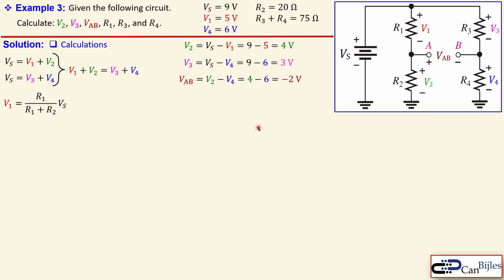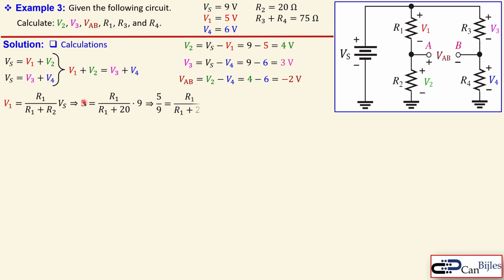Fine, now we can calculate the other parameters using again the voltage divider rule for each branch. I will now use this branch, where V1 is equal to R1 over R1 plus R2 times Vs, and this relationship can be used to calculate the unknown R1. How? Let's first substitute the values we have. V1 is 5 volts, R1 is unknown, R2 is known because it is 20, and we also know that Vs was 9.